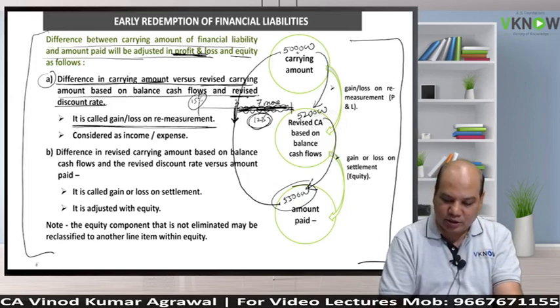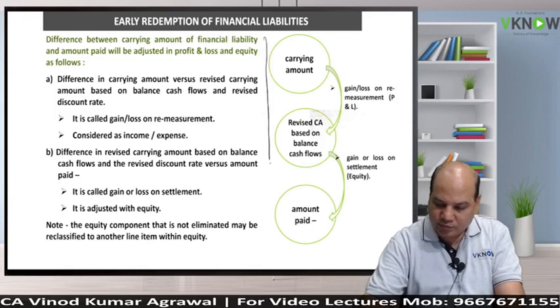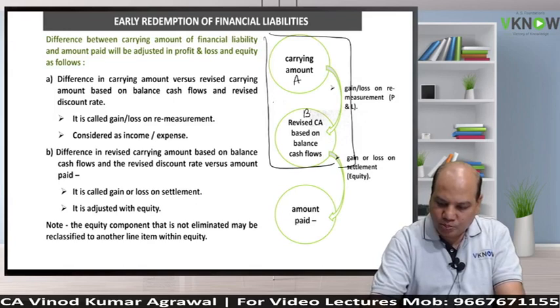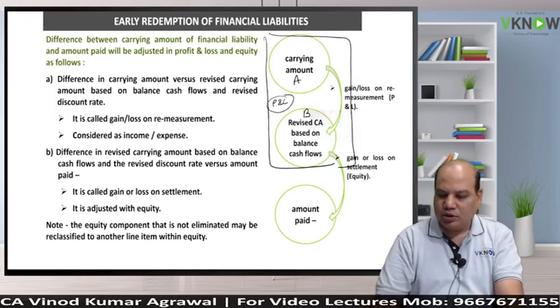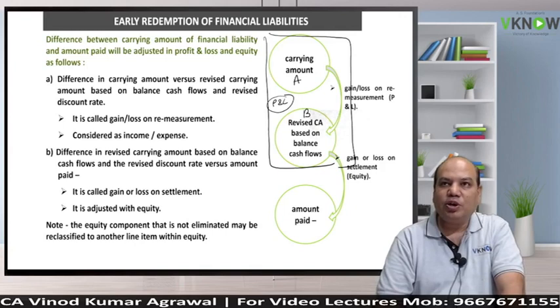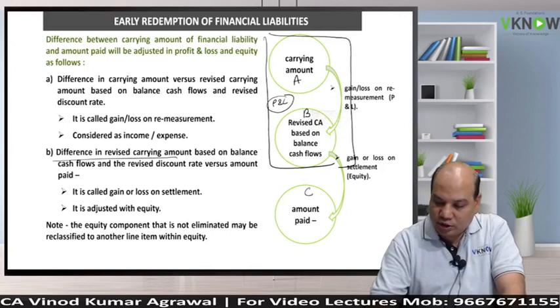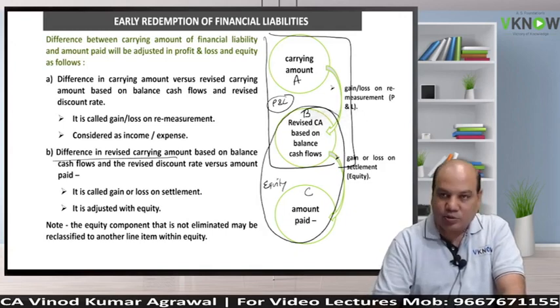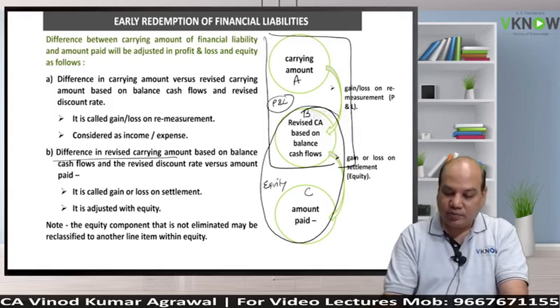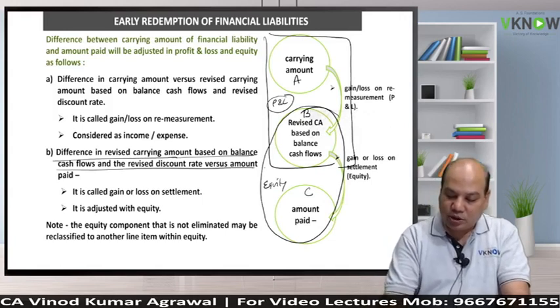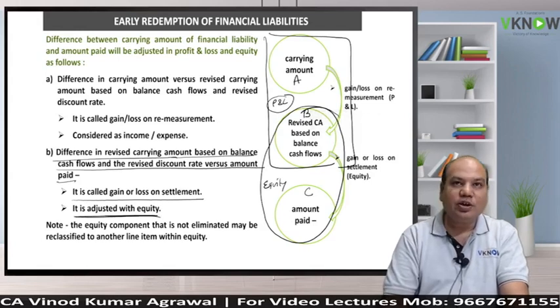I will just erase everything and tell you again. The difference between A and B will go to P&L account. This two will go to P&L account. This is simply you are settling your liability. The difference between these two, let us call it C. Difference between these two will be adjusted in equity. This is settlement of equity part based on balanced cash flow on the revised discount rate versus amount paid. It is called gain or loss on settlement of equity, and therefore it will be adjusted in equity.